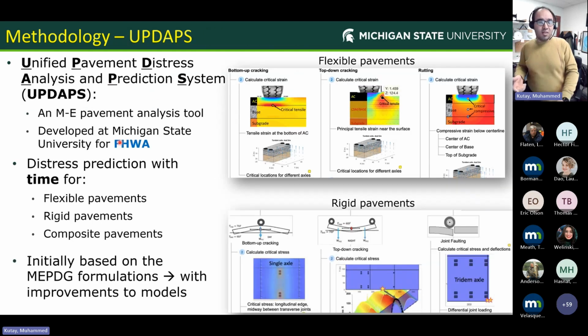But more importantly, this slide shows the UPDAPS, which is the Unified Pavement Distress Analysis and Prediction System. This is a mechanistic-empirical pavement analysis tool. You can see that we have it for flexible pavements, rigid pavements, and composite pavements. So it's a very broad model for the analysis and design of pavements. The UPDAPS is initially based on the MEPDG formulations, but we made lots of improvements to the model.